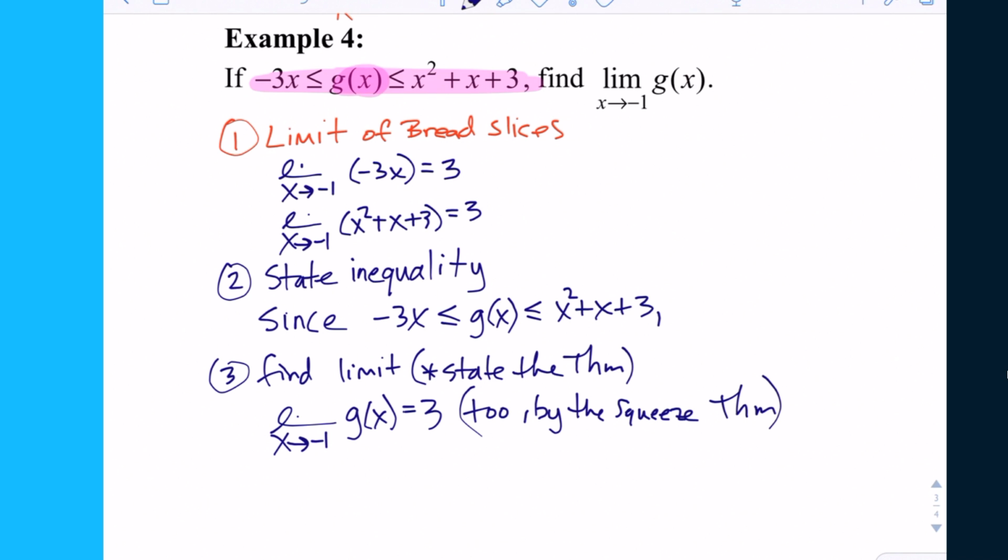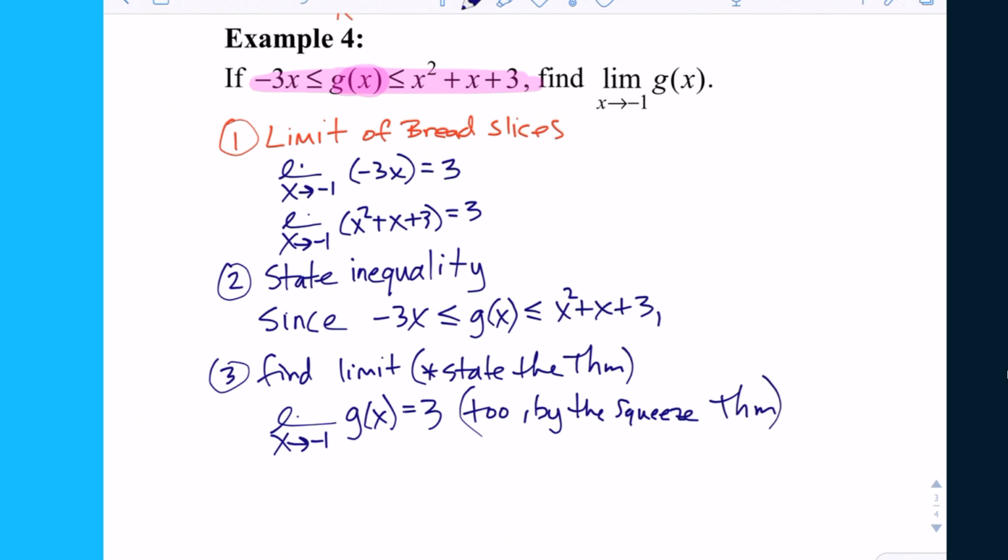So the things that are important are the limit of the bottom, the limit of the top, the two slices of bread. If those are the same, proceed and say, okay, now since the inequality holds true, the one in the middle has to pass through the same point as well. Not pass through, because remember, it doesn't have to be defined there, but the limit has to be the same.